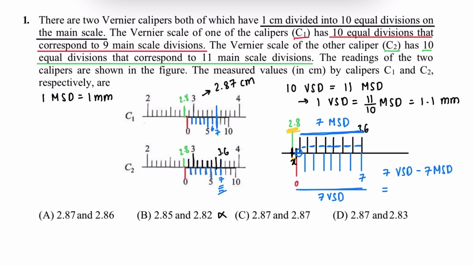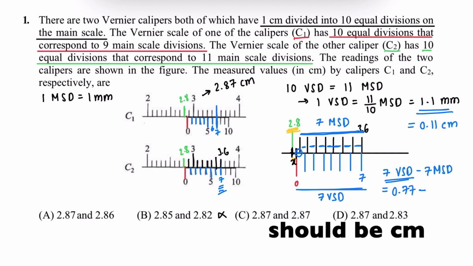So this would be equal to, well, we got 1 VSD as 1.1 millimeters, so if I convert this into centimeters, this would be 0.11 centimeter. And the 7 VSD would be 0.77 centimeters minus 7 MSD, which is 0.7 centimeters. So this is equal to 0.07 centimeters right here. That would be this distance right here that I've marked in blue.